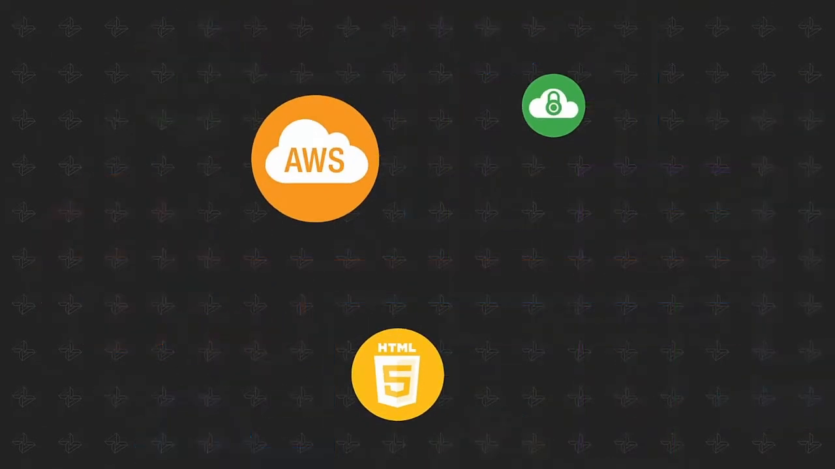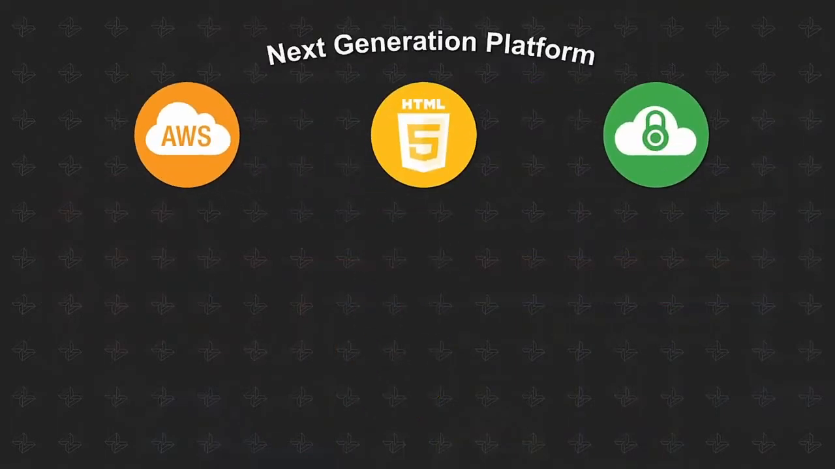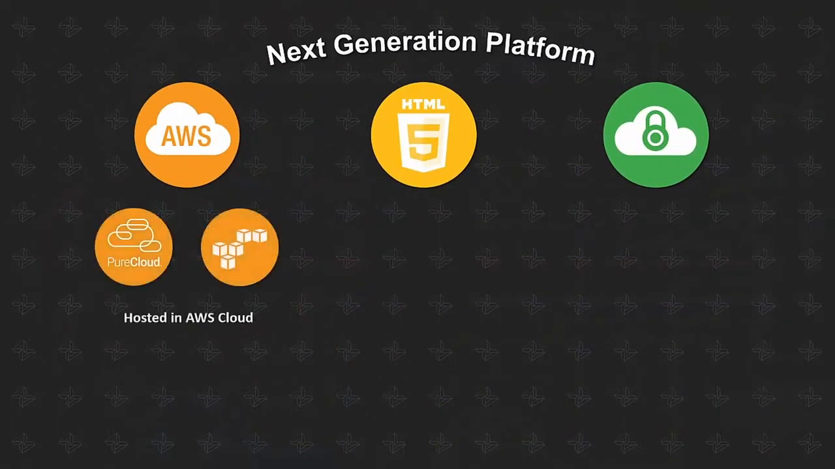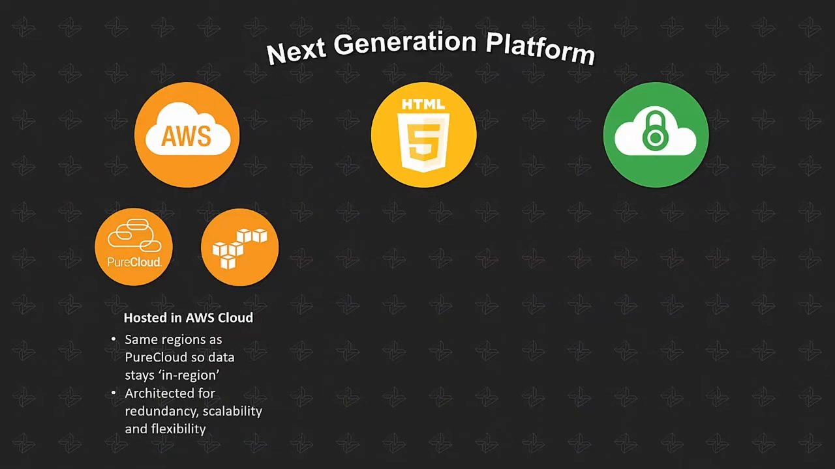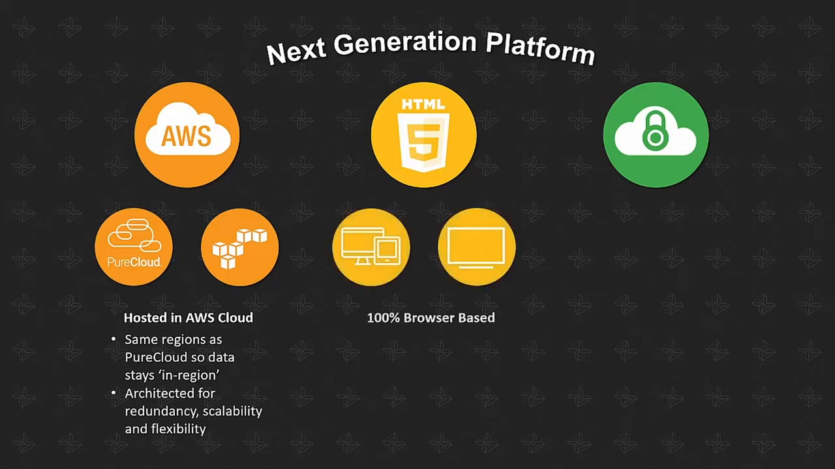Now, this whole solution is built on a next-generation platform. eMite itself is hosted in the same AWS cloud as PureCloud, so your data stays in region. It's also architected for redundancy, scalability, and flexibility. eMite is an HTML5 application, so it's 100% browser-based. This means that you can use it within PureCloud itself via the UI. It's actually supported as a premium application.